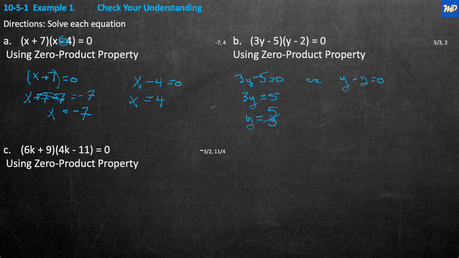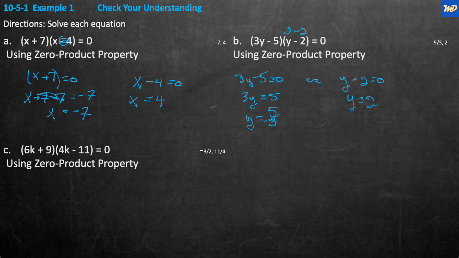And if we do the second one, we're going to say y is equal to 2. So if y is equal to 2, you can see, in this case, 2 minus 2 right here is equal to 0. So that's what zeroes out this binomial. So those two are solutions to this quadratic expression.